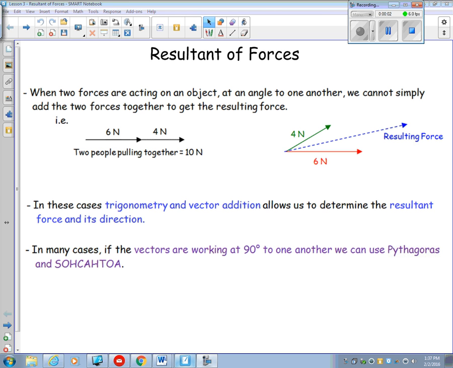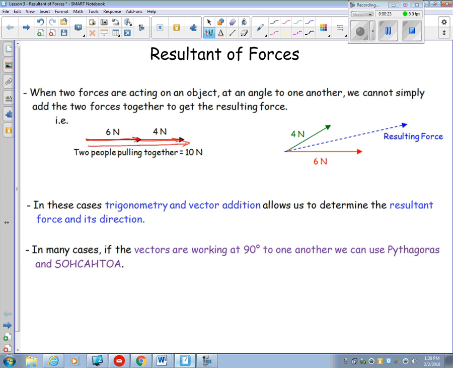Okay, so lesson 3 takes a more in-depth look at the resultant of things. Today we're going to look more at applications of it. So we said yesterday when we add forces together, if they're going in the same direction, we can put them together and add them in tandem, like this first one here. This person's pulling with 6 newtons force, this person is pulling with 4 newtons force. All together we have 10 newtons of force.